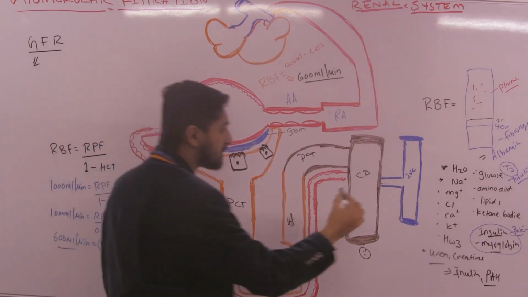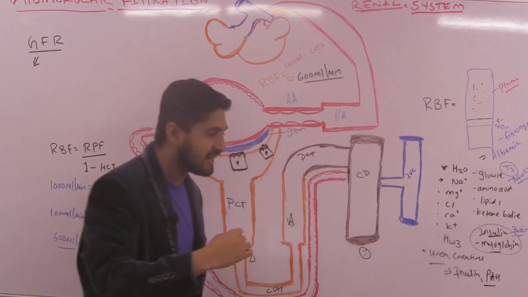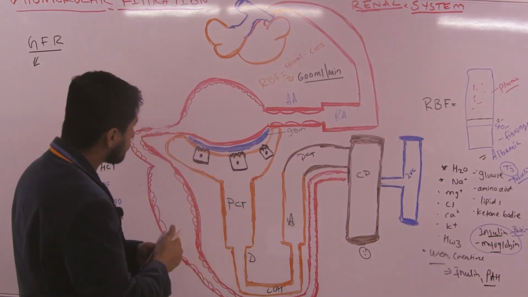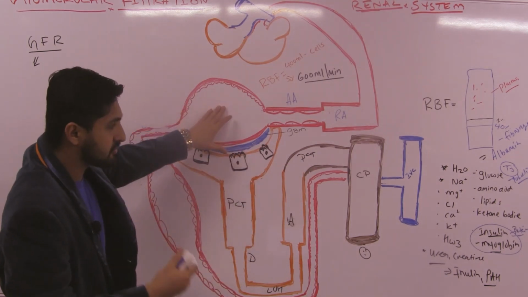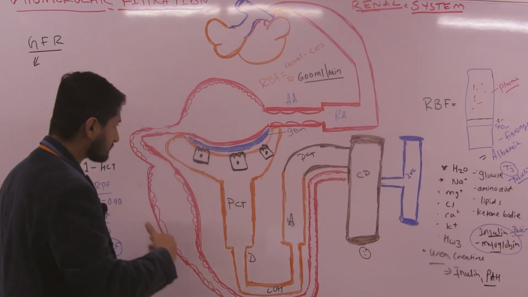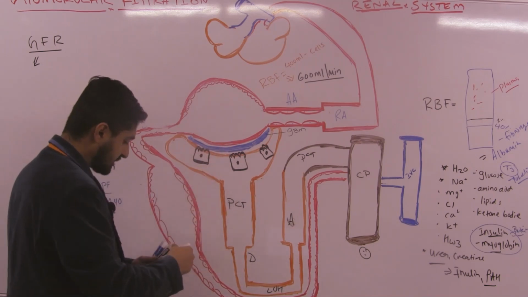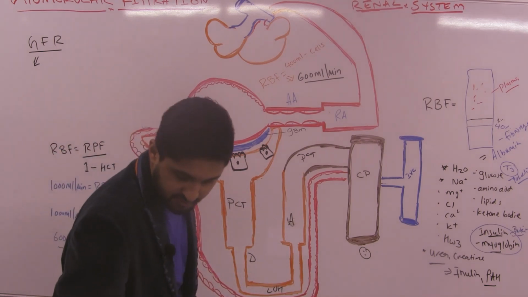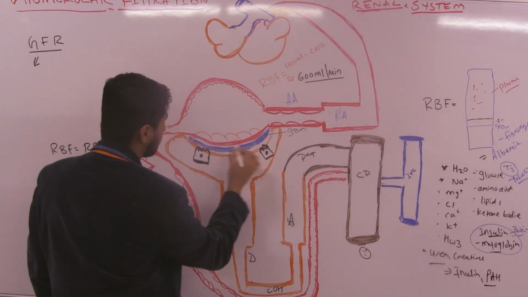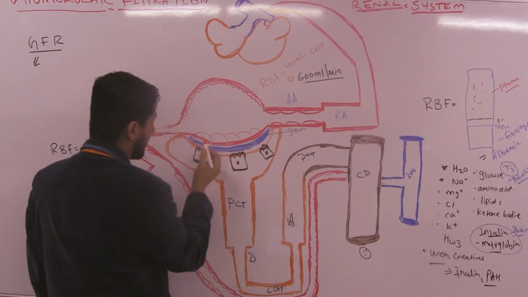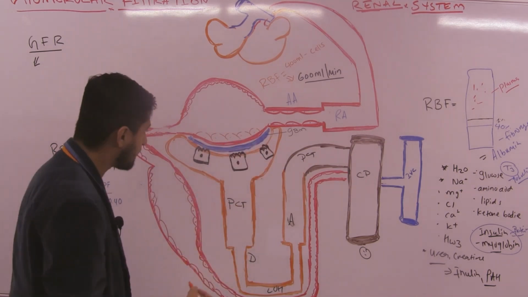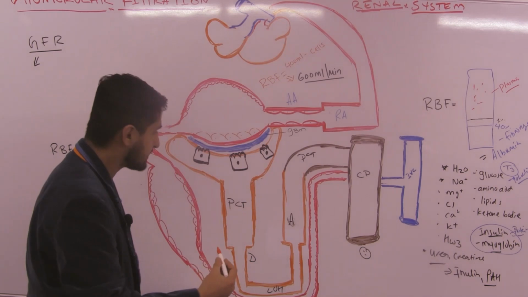And remember what we said? Plasma consists of all of that. So the water, sodium, magnesium, chloride, all of that is going to get filtered out. One more thing: these capillaries are unique in their own ways. They have endothelial cells that are highly porous, which is why we call them fenestrated capillaries. They have a glycocalyx and all that too.